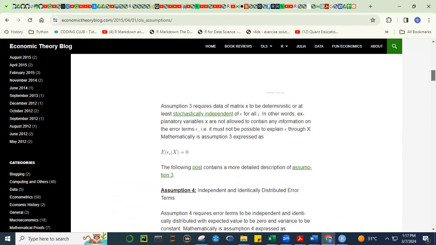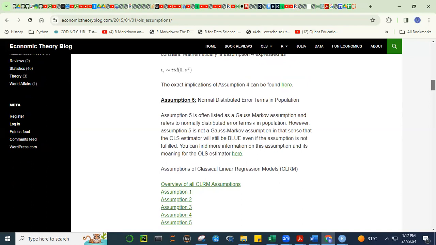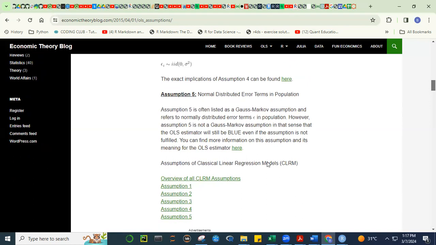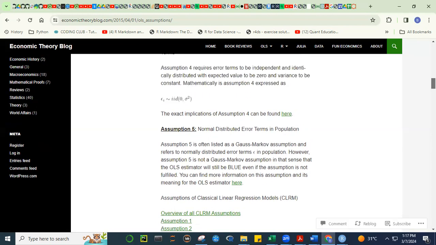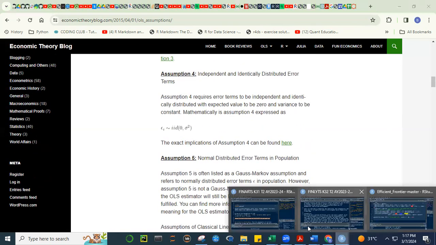Then, number 4, the error terms, which I mentioned a while ago, should be independent. And normally distributed also. And number 5, this is the normal distribution of error terms. I will leave it to you to look at the discussion of the assumptions. Okay. All right, so let's go back to our R.